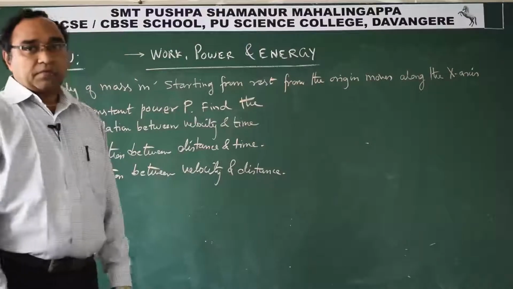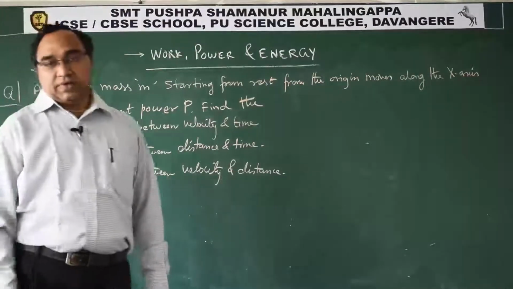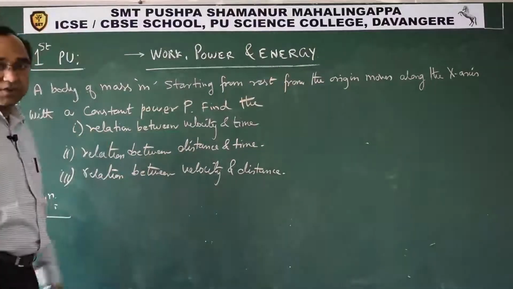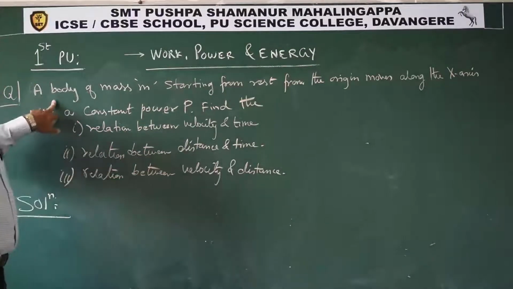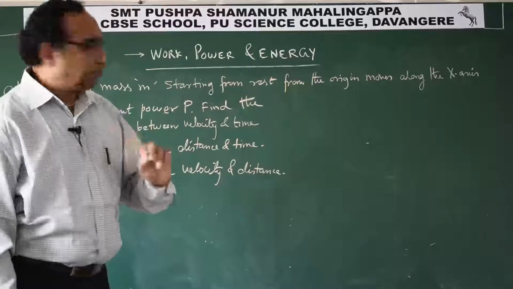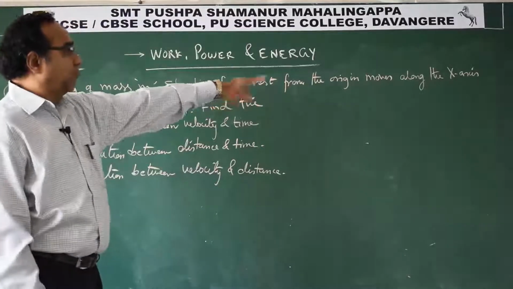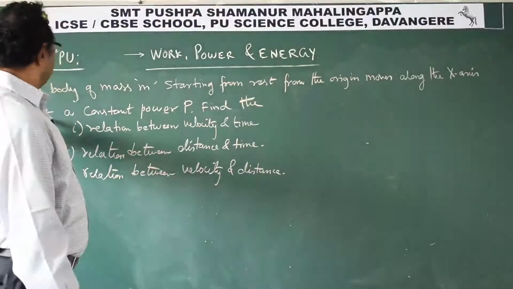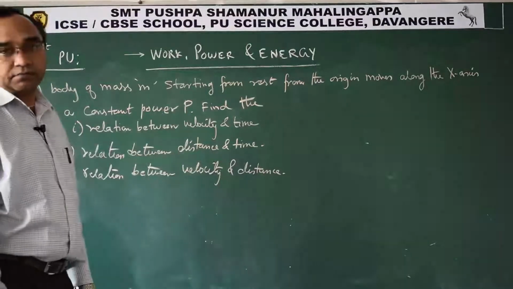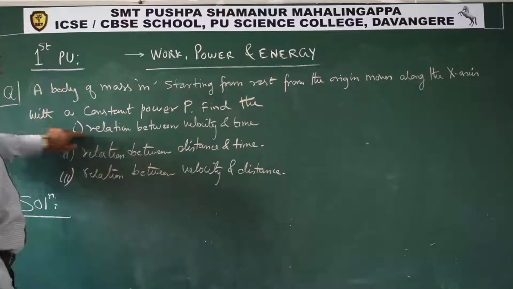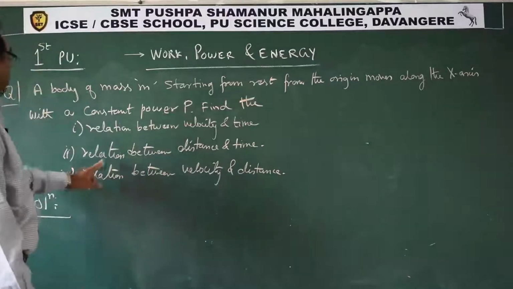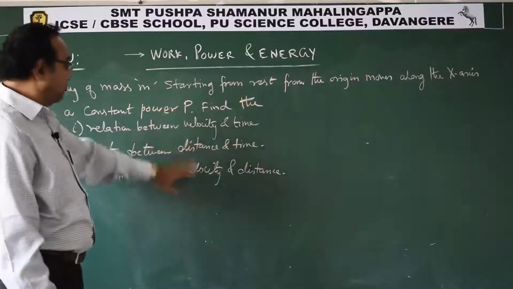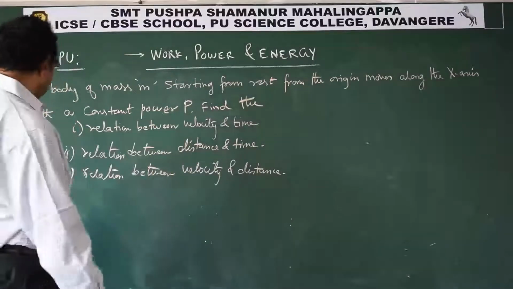Well students, the next question is from power. See, this question is very conceptual, very important. You have to understand this. A body of mass m starting from rest from the origin moves along the x-axis with a constant power P. Find the relation between velocity and time, distance and time, velocity and distance. If we find these two, we can get this. Correct?